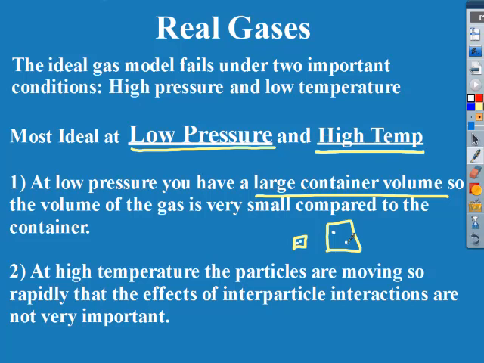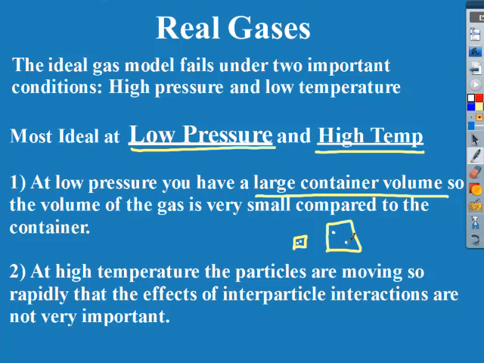And finally, high temperature molecules are more ideal, meaning they follow KMT, because they're moving so fast and rapidly that the effects of intermolecular attractions aren't going to be very important. They don't have time to attract each other because by the time they get close to each other, they move past each other again. So high temperature molecules are moving too fast to form attractions.